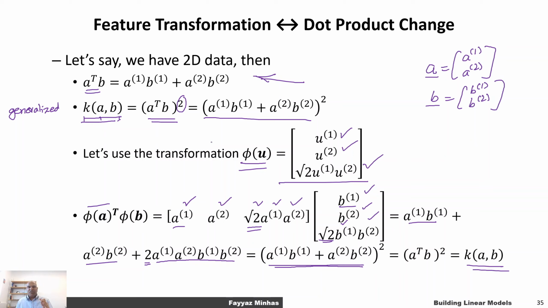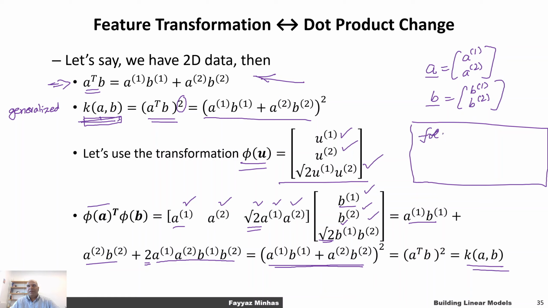However, the most generic way of doing a transformation is to apply it at the lowest level, and that is to change the definition of dot product from a regular dot product in the Euclidean feature space, which is A transpose B, to a generalized dot product, which is called a kernel function.